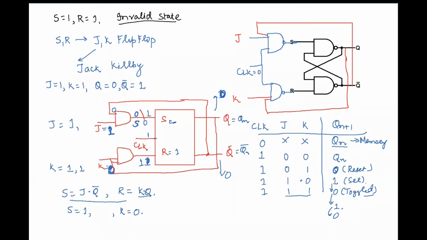So that means when both the inputs are 1, as in the case of SR, your output is going to be toggled, or we can say the output is being complemented. So that's the important aspect as far as your JK flip-flop is concerned. When we talk about the JK flip-flop, this is a very important thing.